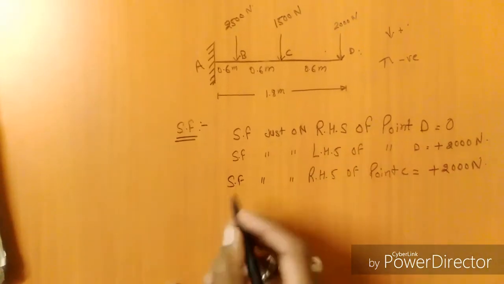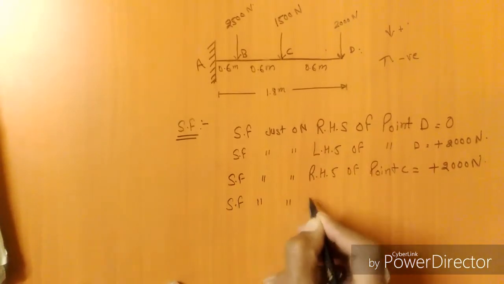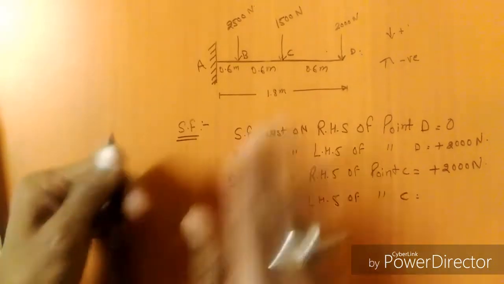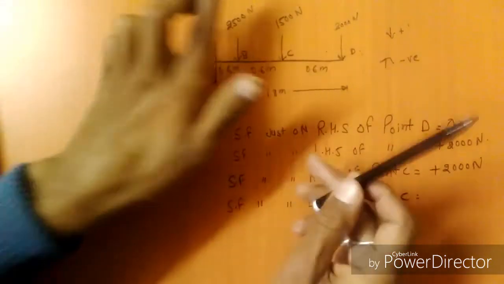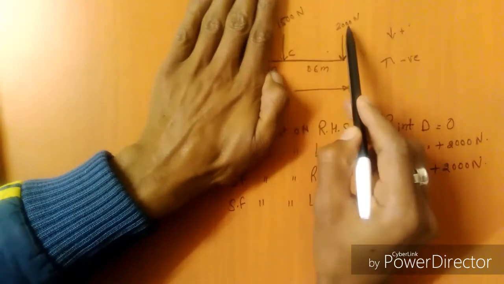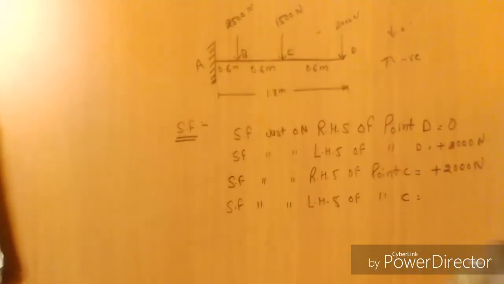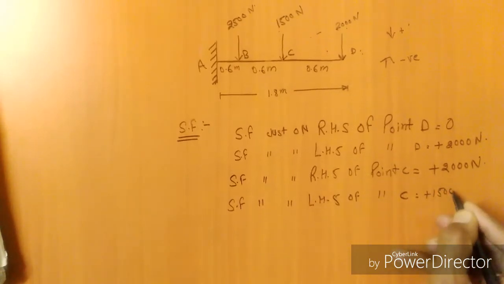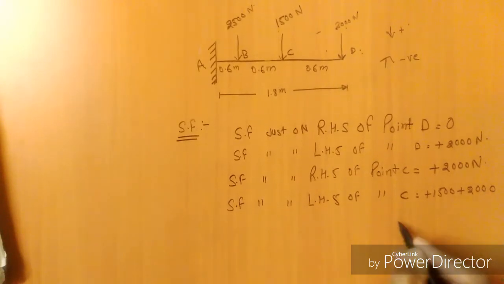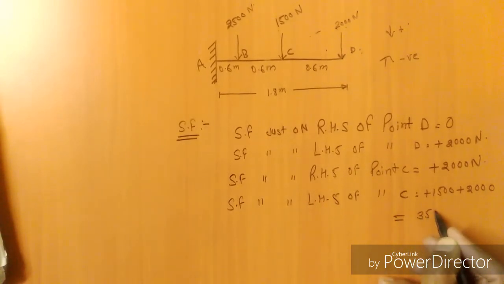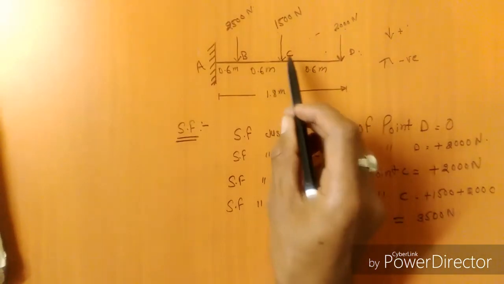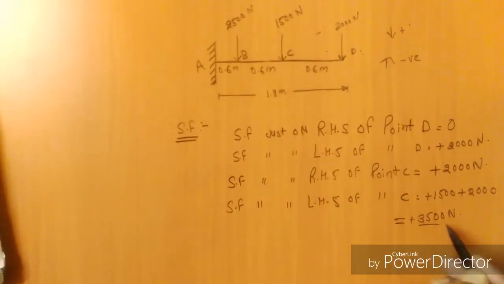After that, shear force just on the left hand side of point C. On this point two loads act, 1500 Newton and 2000 Newton. So this is positive 1500 Newton plus 2000 Newton, that is equal to 3500 Newton. So shear force just on the left hand side of C is positive 3500 Newton.